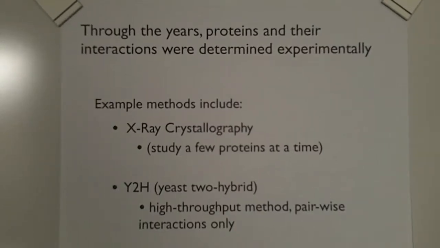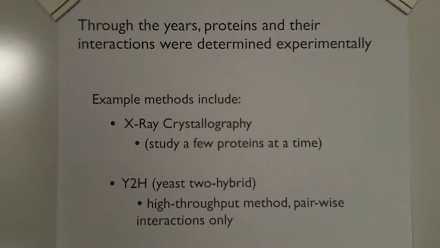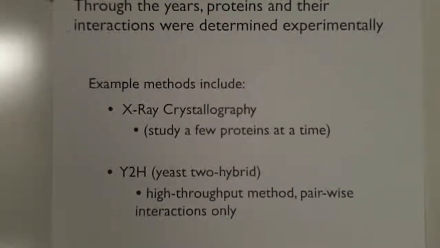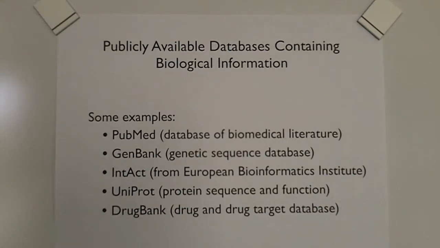Through the years, proteins and their interactions were determined experimentally. Example methods include X-ray crystallography and yeast-2 hybrid. With bioinformatics, scientists started entering the results from these experiments into databases which are now available to everyone. Some of these databases include PubMed, a database of biomedical literature, GenBank, a genetic sequence database, IntAct from the European Bioinformatics Institute, UniProt, a catalog of protein sequence and function, and DrugBank, a drug and drug target database.